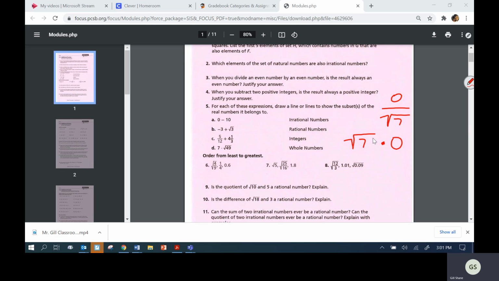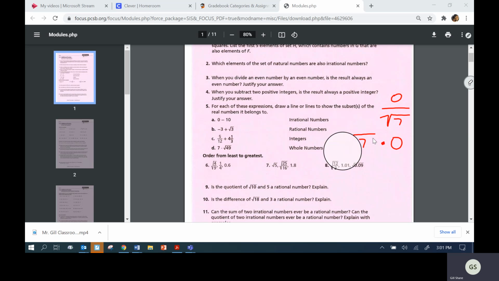Any other rational number, whether it's addition, subtraction, division, multiplication, will give you an irrational answer. So rational and irrational almost always is irrational unless you're multiplying or dividing with 0.